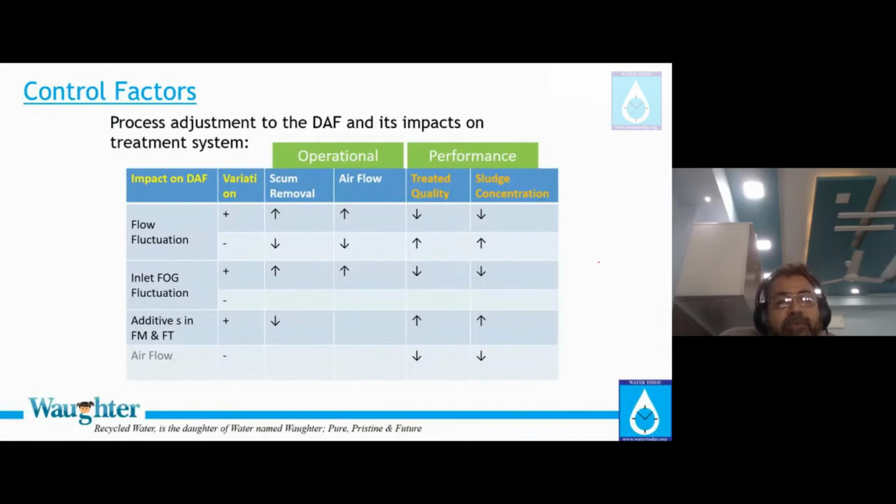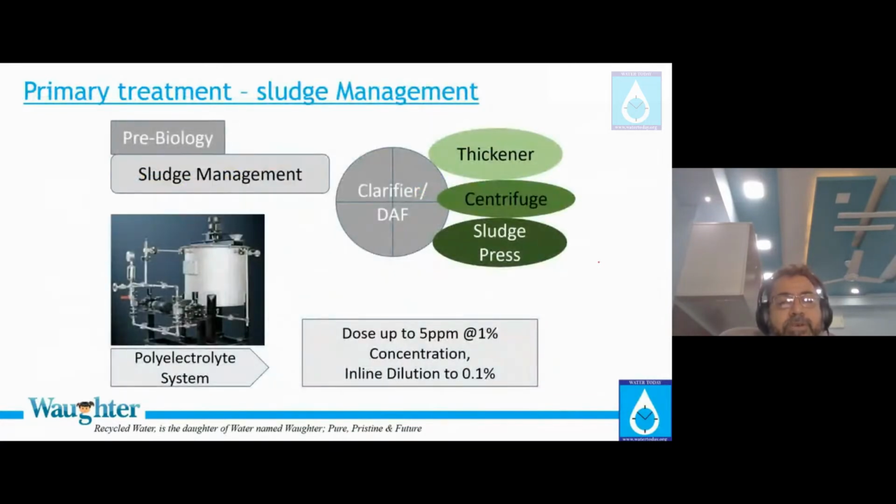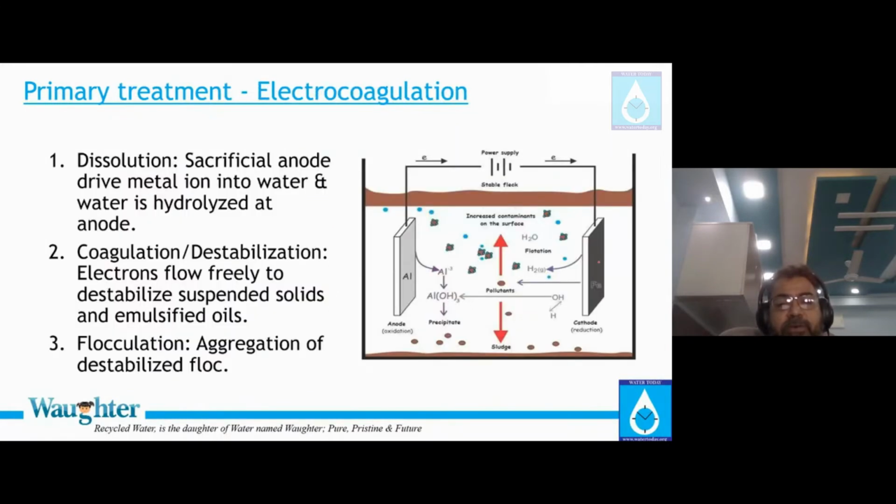Again, the control factors for the DAF kind of units are how well you remove scum and how well you control the air. These are the two beautiful things. And performance is again treated water quality and sludge concentration, impact of flow fluctuations, inlet FOG fluctuation, additives, F/M and F/T, airflow. These are all the important things about controlling the DAF units. Then within the primary treatment, whatever sludges are coming, you have to manage the sludge. You can have a thickener, centrifuge and sludge press, dose up to 5 ppm of polyelectrolyte at 1% concentration. With inline dilution, you have to again go to 0.1%.